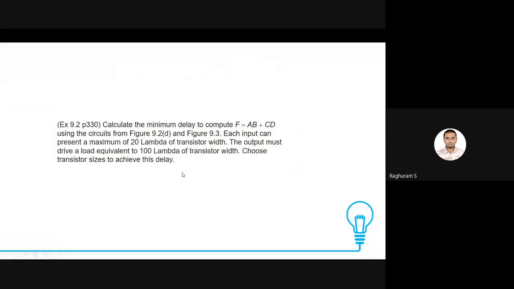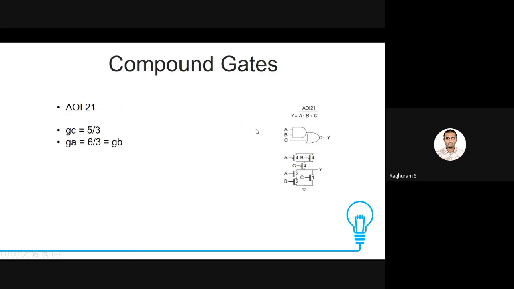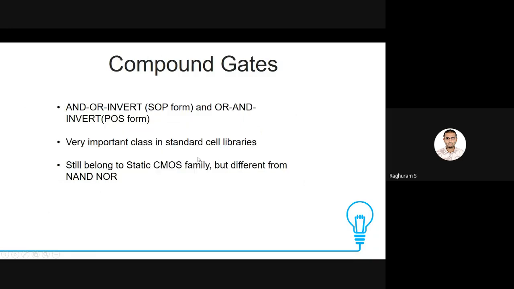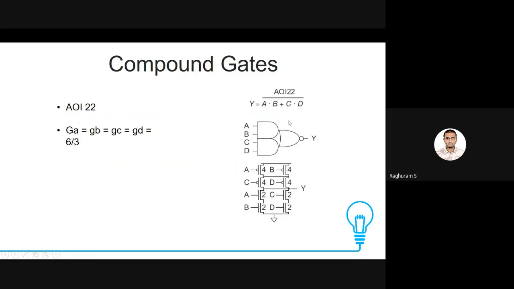Okay, and this is a nice exercise. Now you can try this now that you know about compound gates. You implement f equal to ab plus cd using your bubble pushing output. Bubble pushing, we saw the output for ab plus cd. I use this circuit for ab plus cd. And another circuit uses this ab plus cd along with the inverter. This is not ab plus cd, this is ab plus cd the whole bar.